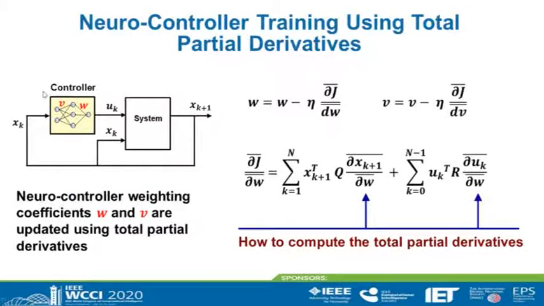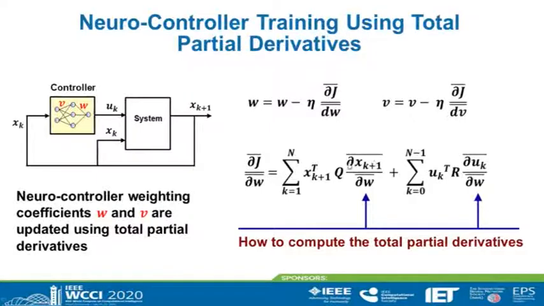We want to train this neurocontroller, and the weighting coefficients W and B will be found for minimizing the cost function J. For that, the weighting coefficients will be updated using the total partial derivatives of J respect to W, J respect to B, using the steepest descent algorithm. For computing these total partial derivatives, we will use this expression calculated from the definition of J presented before.